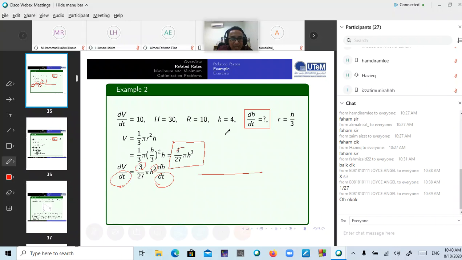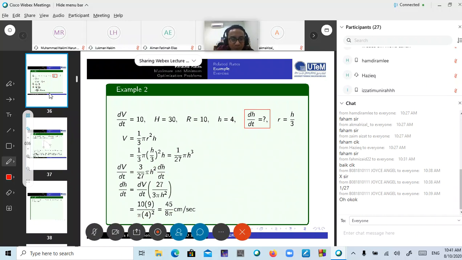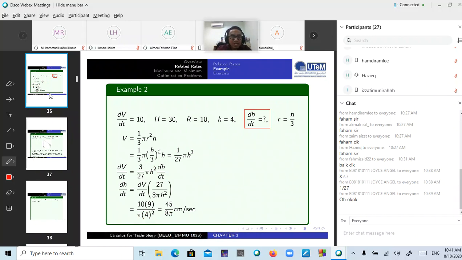So, when you have dv dt equal to 2 over 3 over 27 pi hash square d hash dt, you can get it, because you want to find d hash over dt. What you want to find is d hash over dt. dv dt you already have, 10. Hash also you have, 4. So you just substitute directly, and you can get d hash dt equal to dv dt.